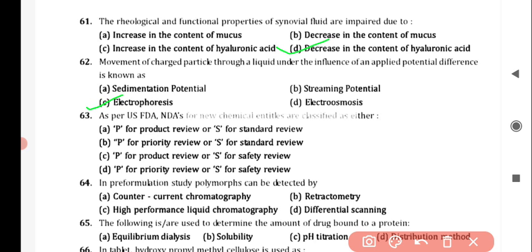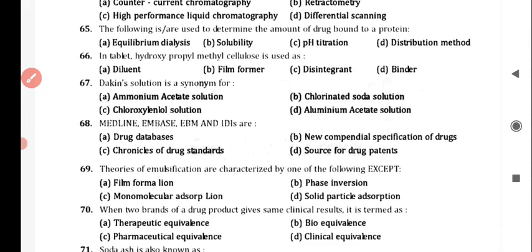Next question is, as per US FDA, NDAs for new chemical entities are classified as either, and the correct answer is option B, P for priority review or S for standard review. Next question is, in pre-formulation study, polymorphs can be detected by, and the correct answer is option D, by differential scanning calorimetry. Next question is, the following are used to determine the amount of drug bound to a protein, and the correct answer is option A, equilibrium dialysis.